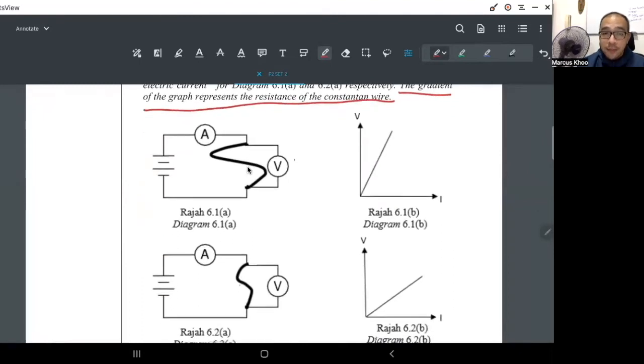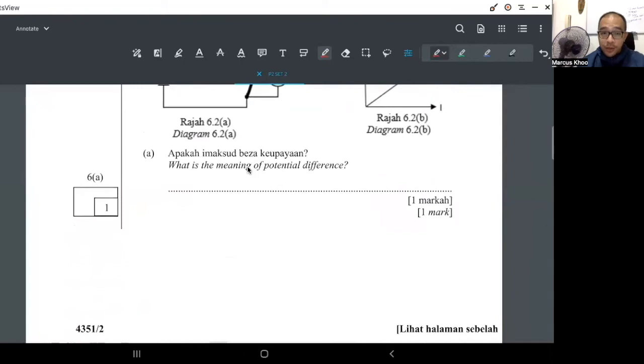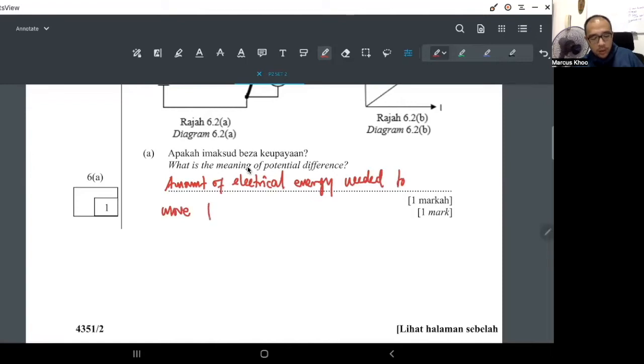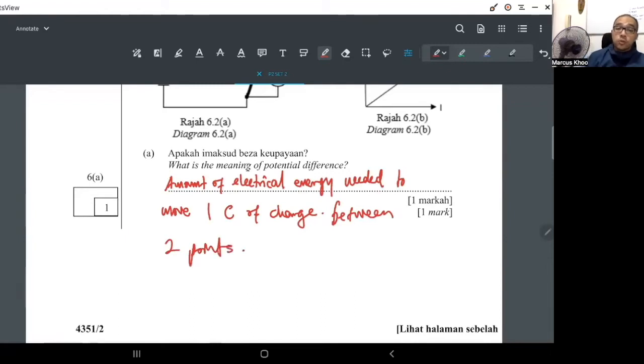Take a look at this. What is the meaning of potential difference? Potential difference is the amount of electrical energy needed to move 1 coulomb of charge between two points in a circuit.